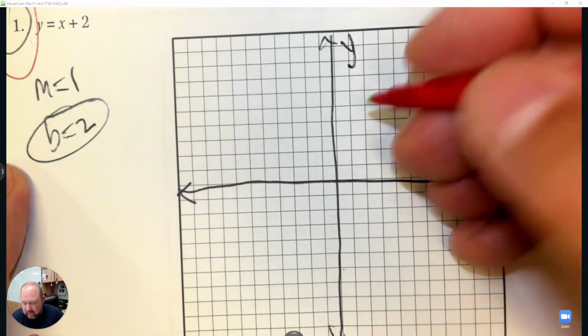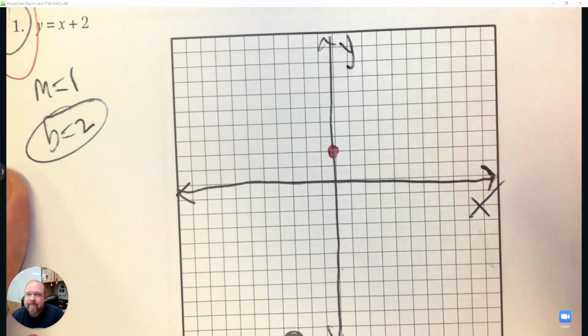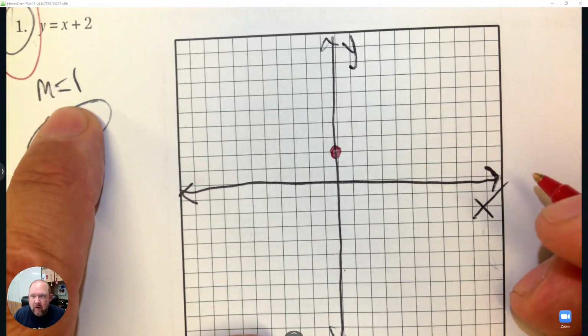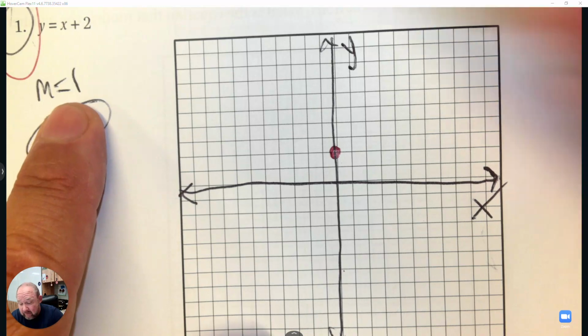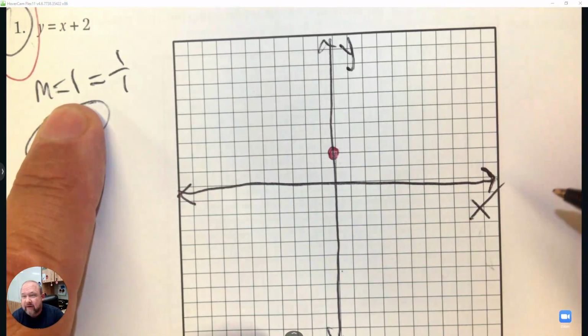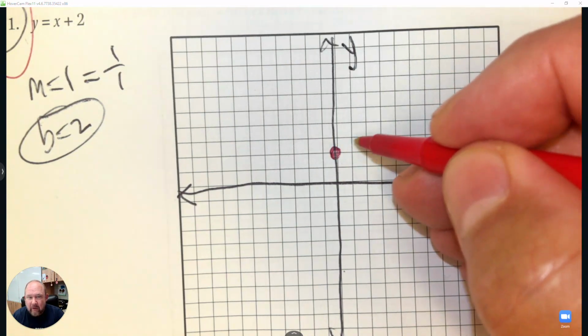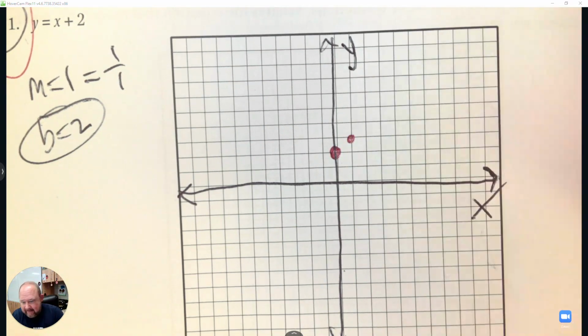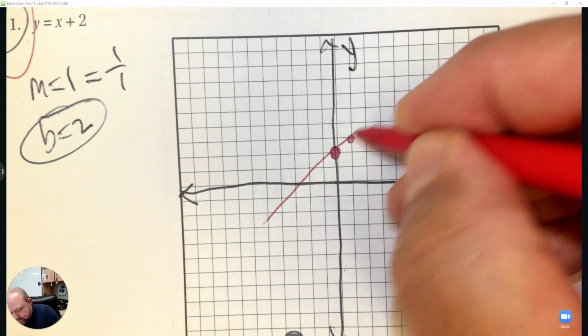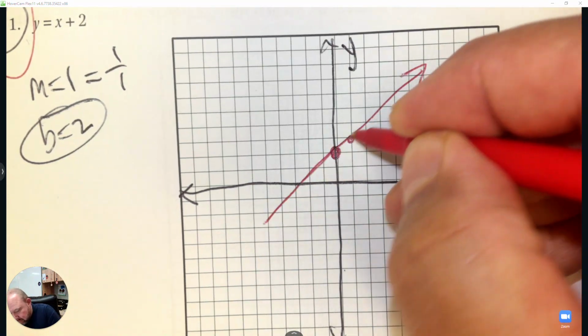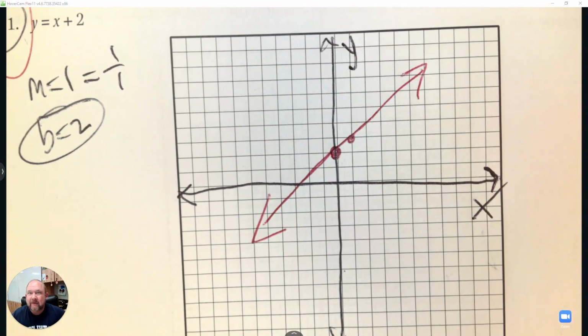So on the y, we're going to go to 2 and put down a point. And then the slope, we're going to go up 1 and to the right 1. So remember that slope needs to be a fraction, so I understand both rise and run. So we're going to go up 1 from here and over 1. And then connect and make my line. And you should probably have a ruler, make it nicer than me. But there it is.